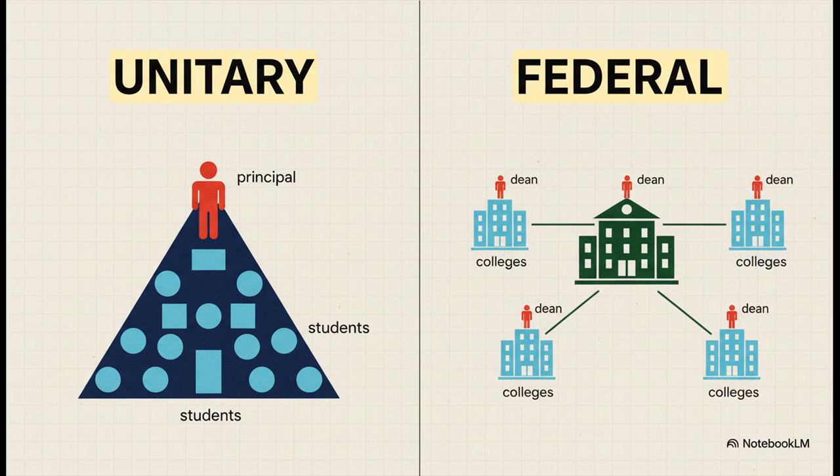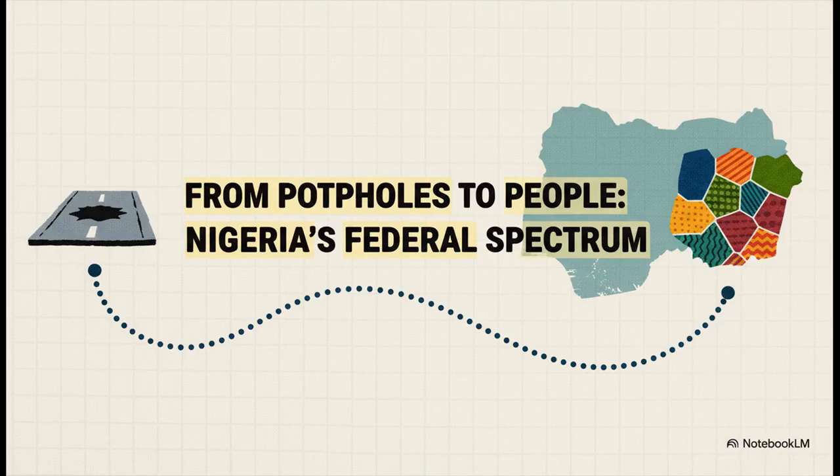Here is the perfect way to picture this. A unitary system is like a high school. The principal's office makes the rules, and those rules apply to every single student. A federal system? That's more like a big university. The College of Arts might have different graduation requirements than the College of Engineering, even though they're both part of the same university. And this stuff has huge real-world consequences.